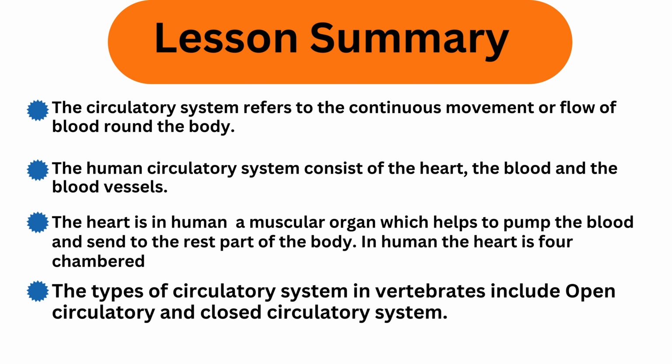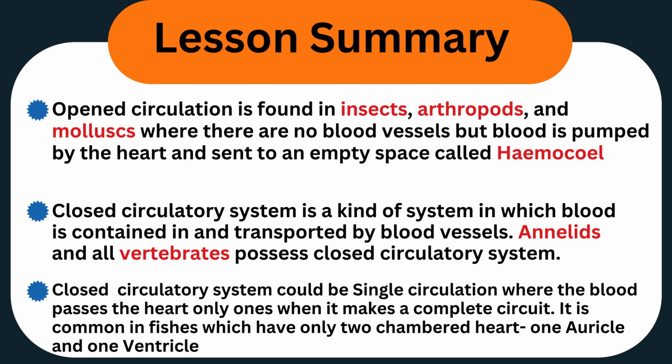Open circulation is found in insects, arthropods, and mollusks where there are no blood vessels, but blood is pumped by the heart and sent to an empty space called hemocoels. Closed circulatory system is a kind of system in which blood is contained and transported by blood vessels. Annelids and all vertebrates possess this type of circulatory system.